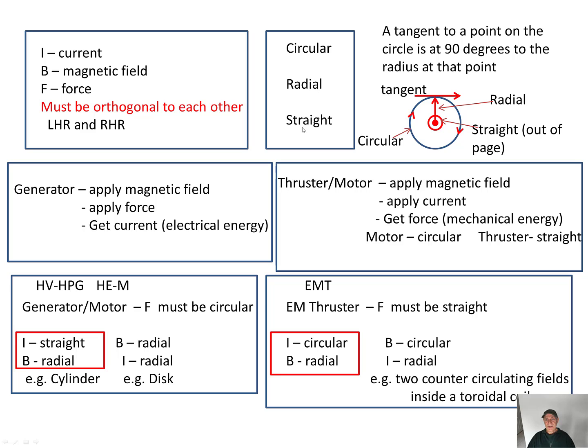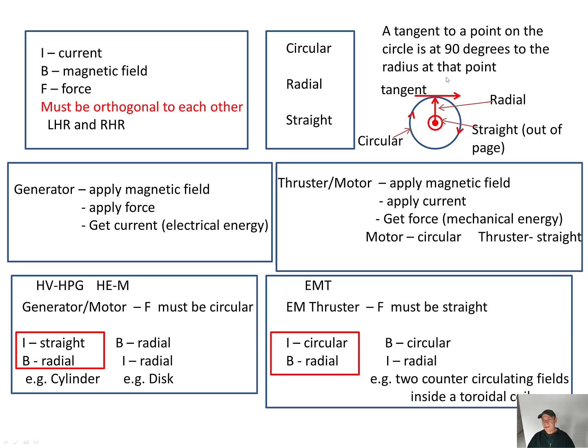So here's a graphical representation. Here's the circular, and from the center vector, this is the radial component, and the arrow showing the dot is straight out of the page. This is the straight component, this is the radial component, and the circular component. At the point where the arrow meets is a tangent. A tangent to a point on the circle is at 90 degrees to the radius at that point.